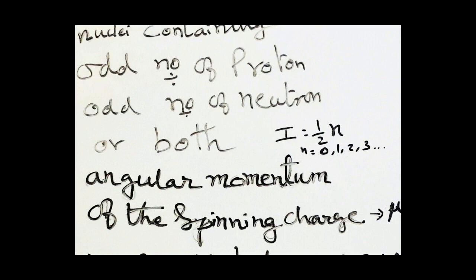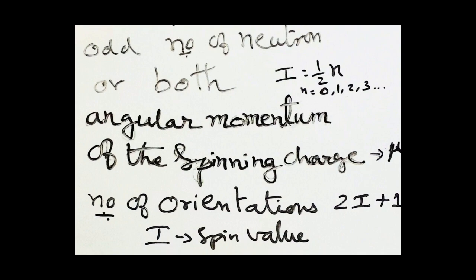And we have many nuclei like that: F19, C13, P31. All these nuclei have spin value I equal to half because they have an odd number of protons or odd number of neutrons. So if a nucleus has spin value I equal to 1, 3 by 2, 2 and so on, then it has an angular momentum because of the spinning charge present in the nucleus. If you place such nuclei in a magnetic field, then because of the spinning charge, the nucleus gains a magnetic moment, called the nuclear magnetic moment. It is expressed by the symbol mu.